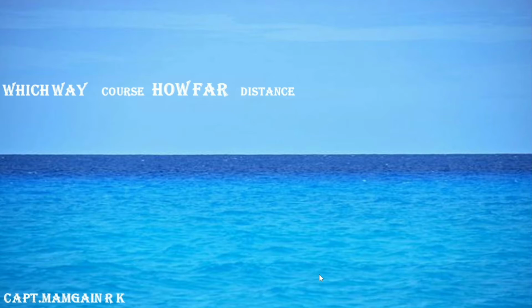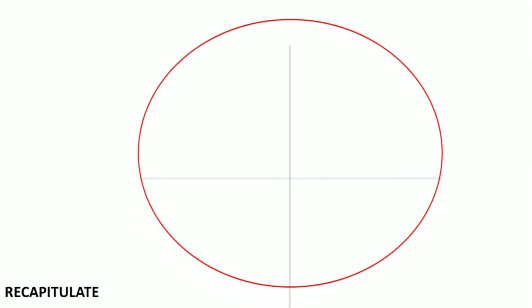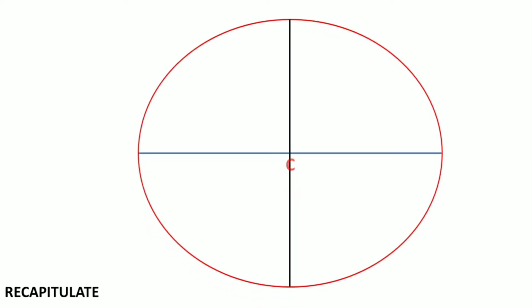But before we get down to the sailing part of it, how far and which way we have got to go, I just want to have a recap on what we have learned so far. It's important so that these things are there in your head so that you are able to solve all the problems concerning parallel sailing. So we talked about the Earth being a sphere and its axis.